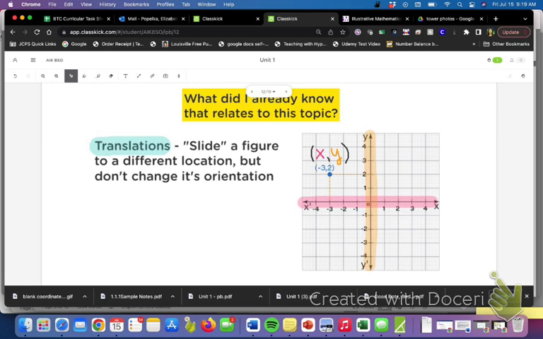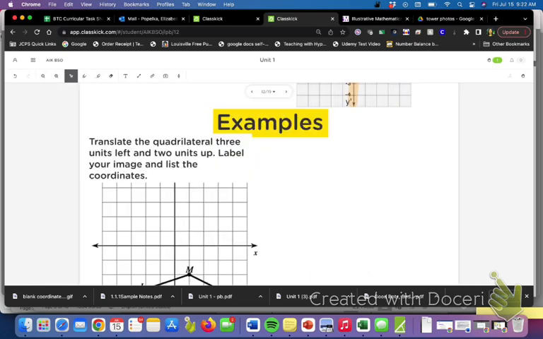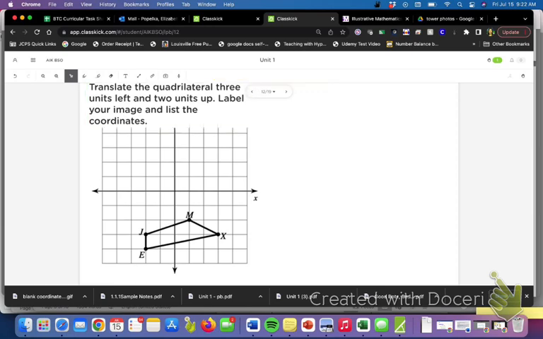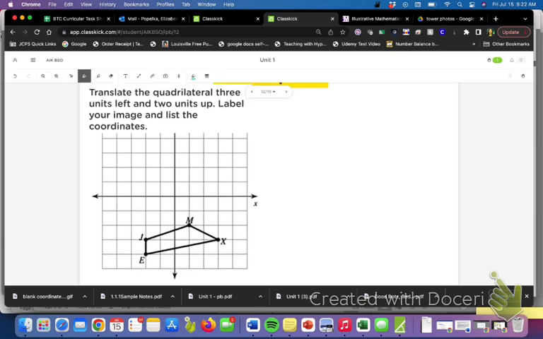But let's go ahead and get to our first example. So in example number 1, it is asking us to take this quadrilateral, and it's asking us to do two separate parts with the translation. So first of all, it says to translate it 3 units to the left, and then we need to also translate it 2 units up.